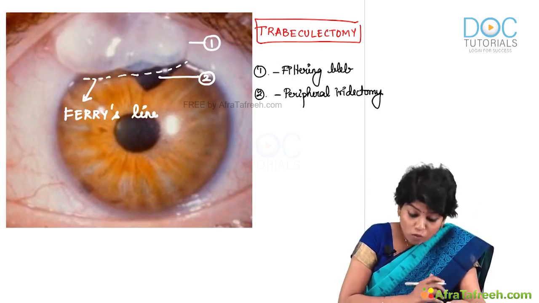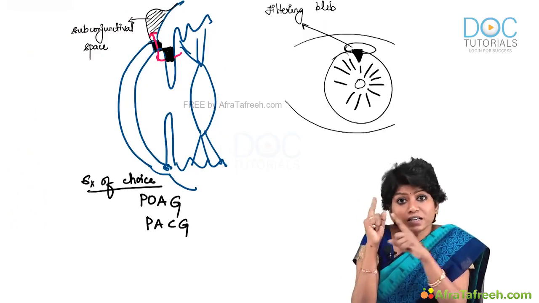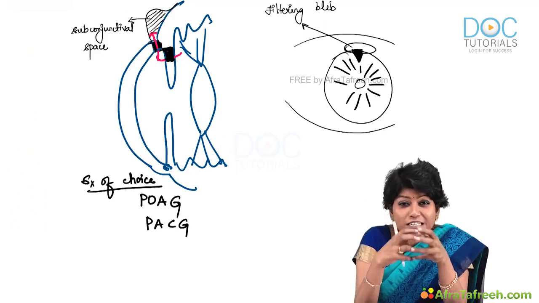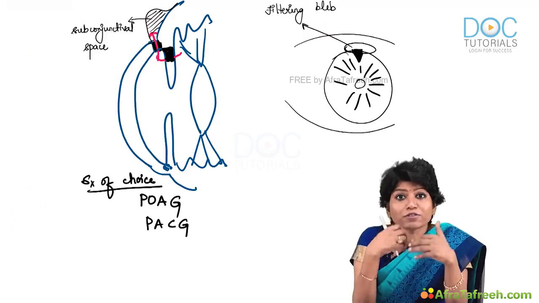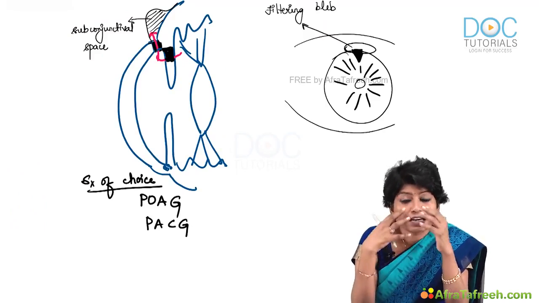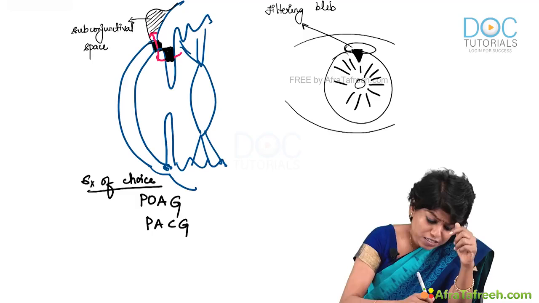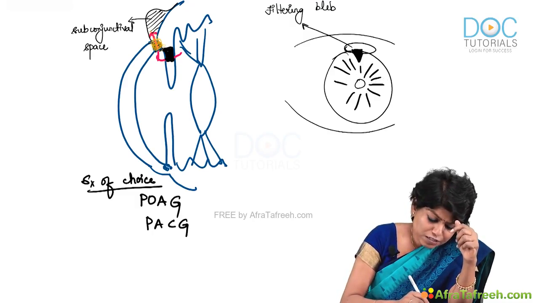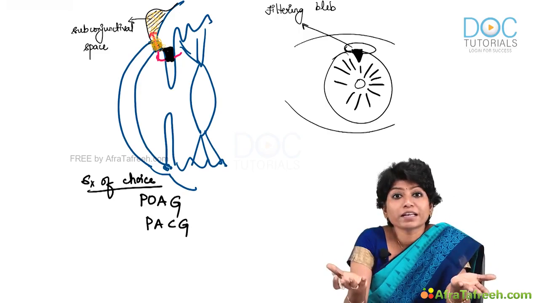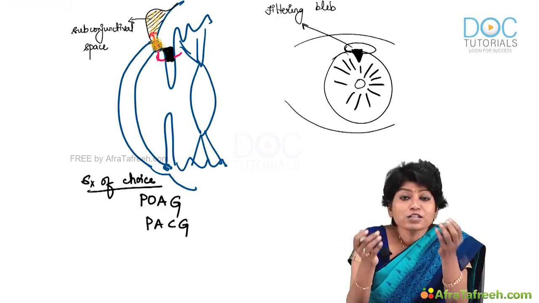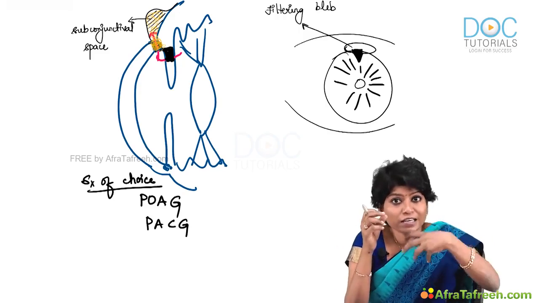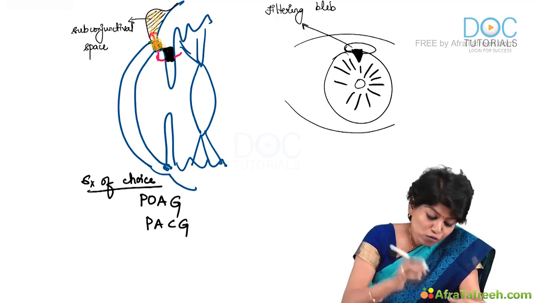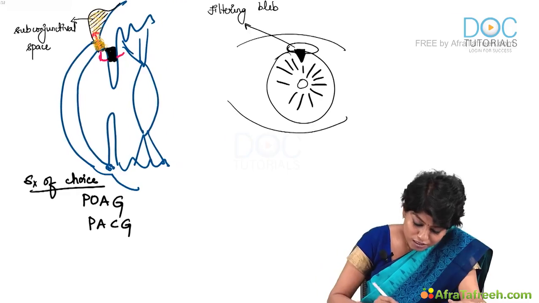Now, sometimes what can happen, I have made an opening, I have created a surgical wound. Now, if the fibroblasts repair overzealously, what can happen is this will get filled up. If this filtering bleb area gets filled up, my trabeculectomy is a failure, okay. So, to make sure that my trabeculectomy is patent, we use mitomycin C during surgery.